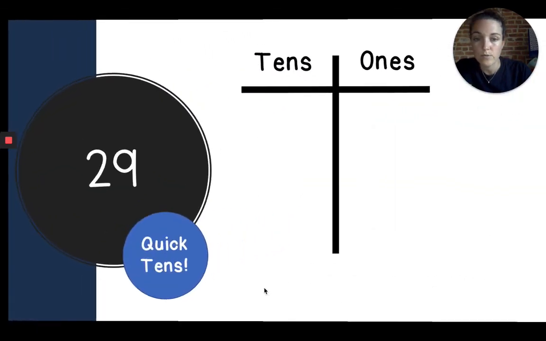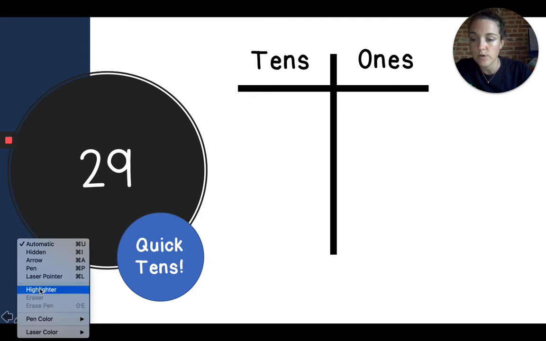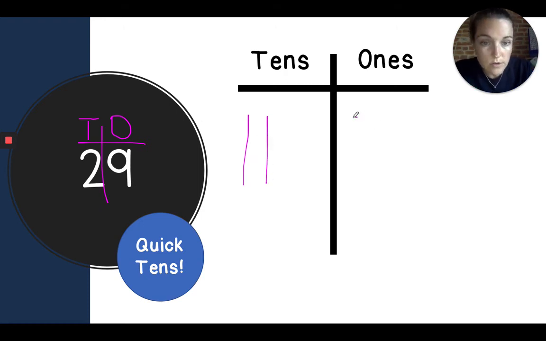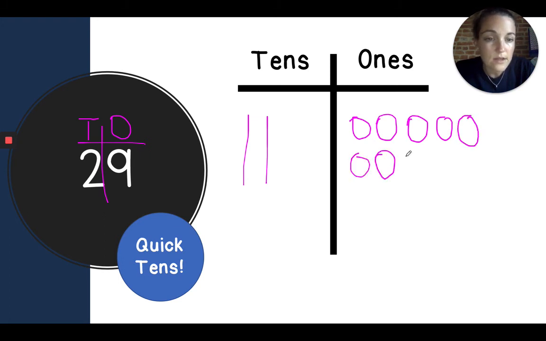All right. Ooh, 29. We're still in teamwork. So I'm going to use my pen. I'm going to split this up. I have my tens and my ones. And you guys try at home, and I'll do it right here on the computer. Here we go. Tens, 10, 20. How many ones do I need? 9 ones. 1, 2, 3, 4, 5, 6, 7, 8, 9.